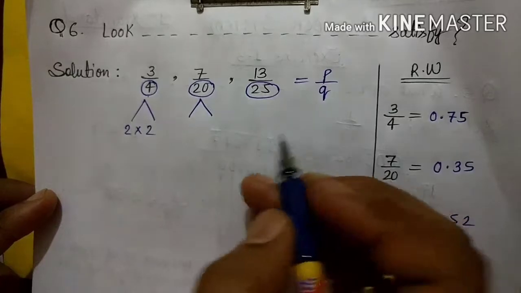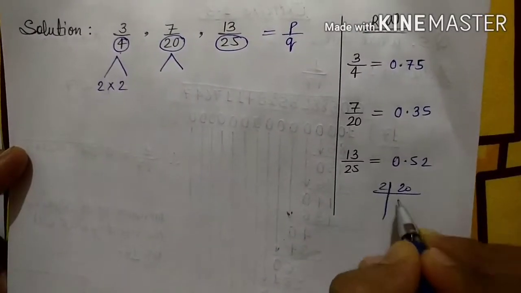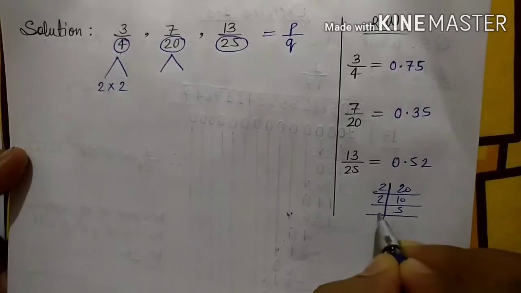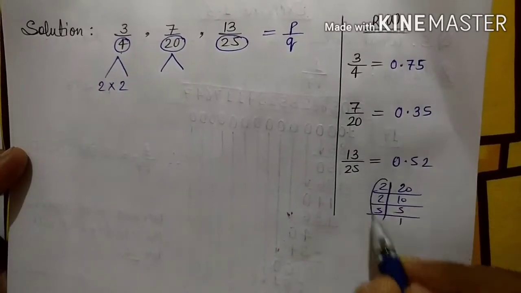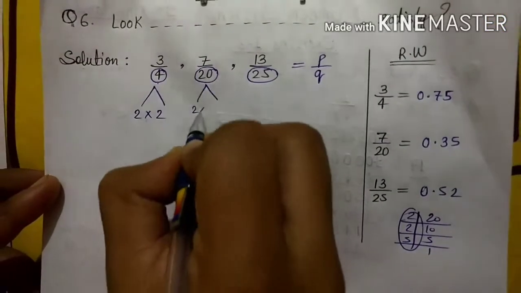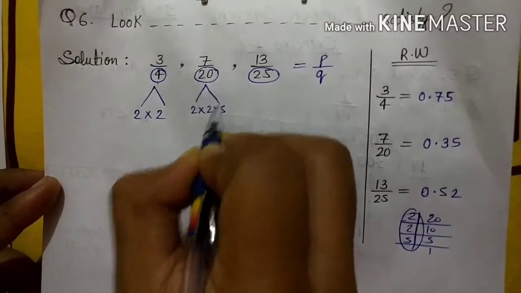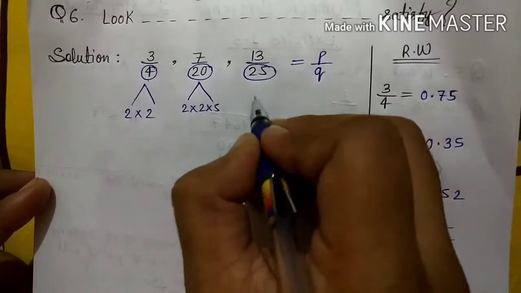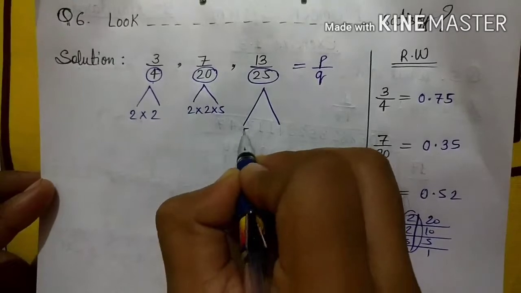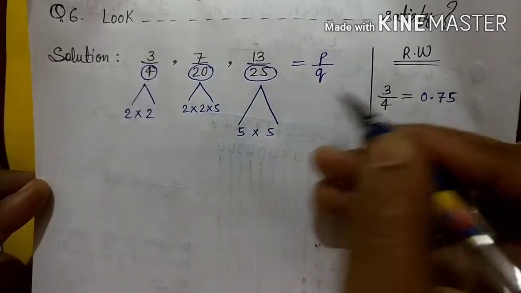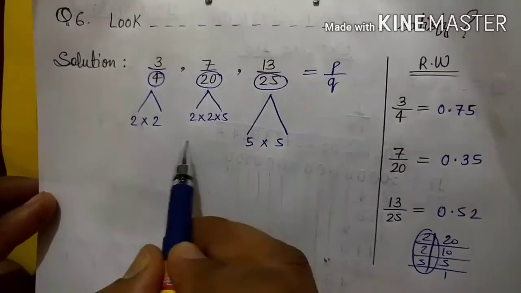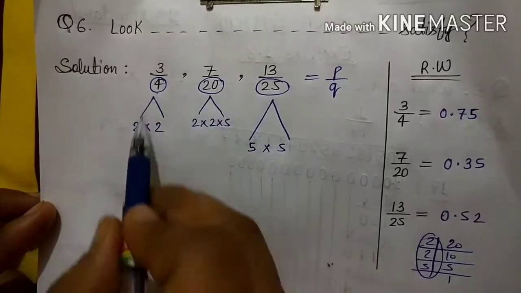If we take it like this, let's check here. For 20, we take 2 tens are 20, then 2 fives are 10, and then at last 5 ones are 5. So 2, 2, 5. So it means 2 into 2 into 5. These are the factors of 20. If you take the factors of 25, it will be 5 into 5 only. So these are the factors of these denominators. It means these are the factors of q.